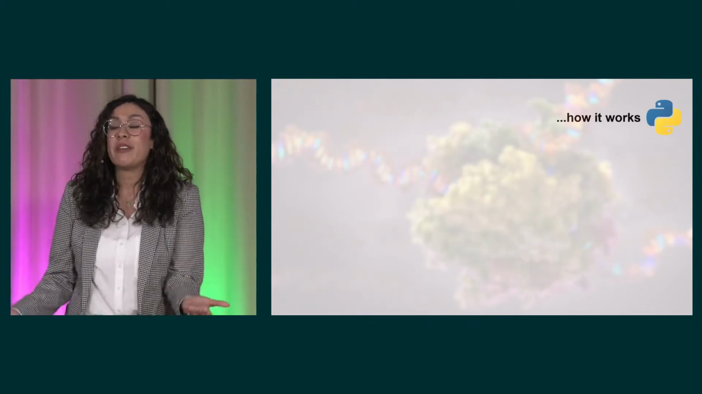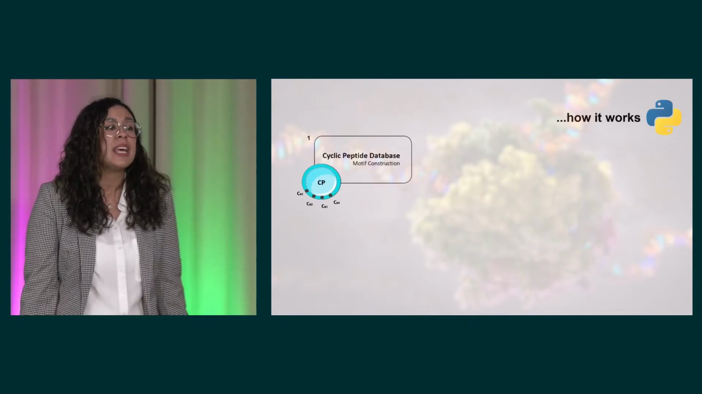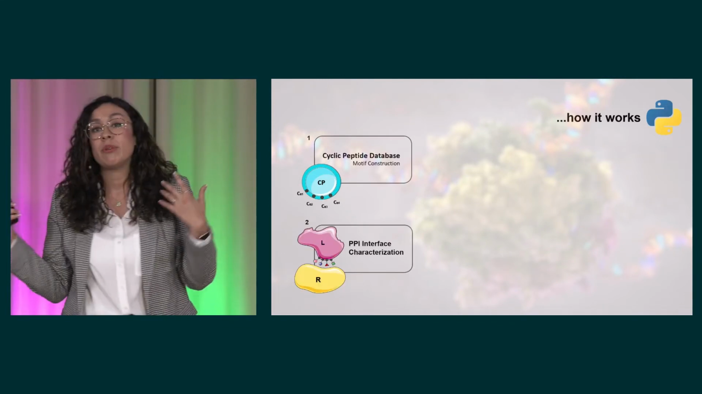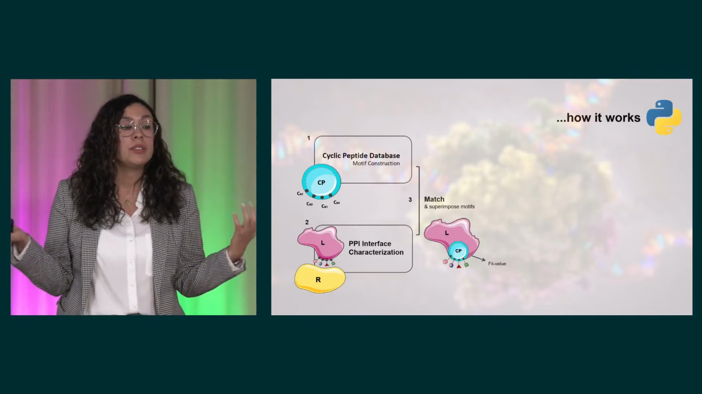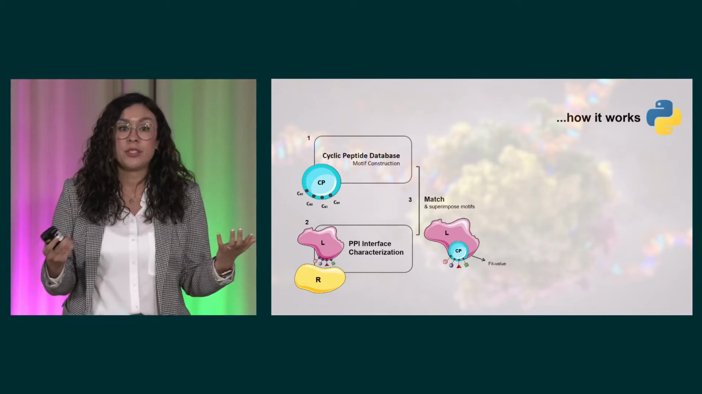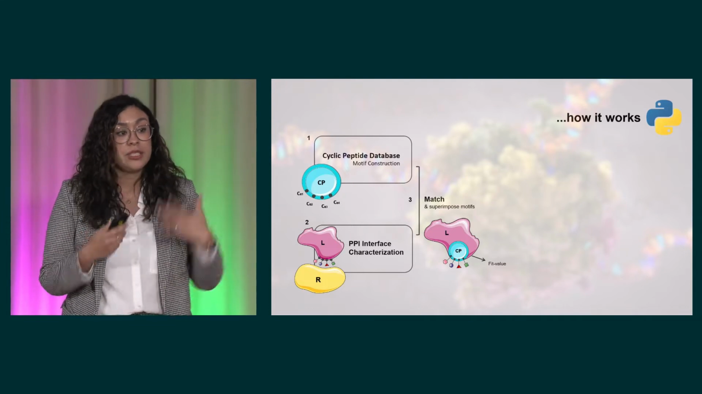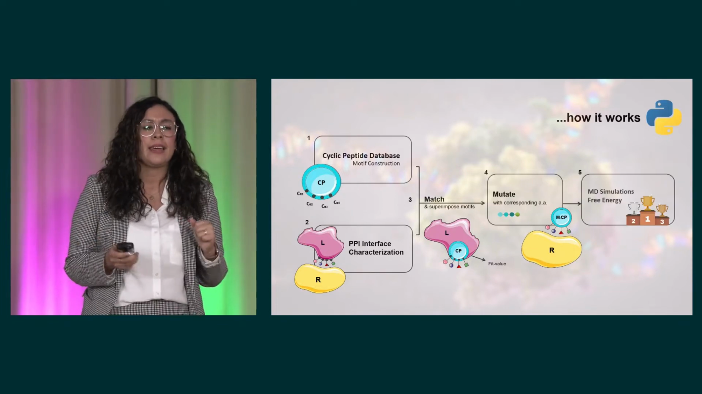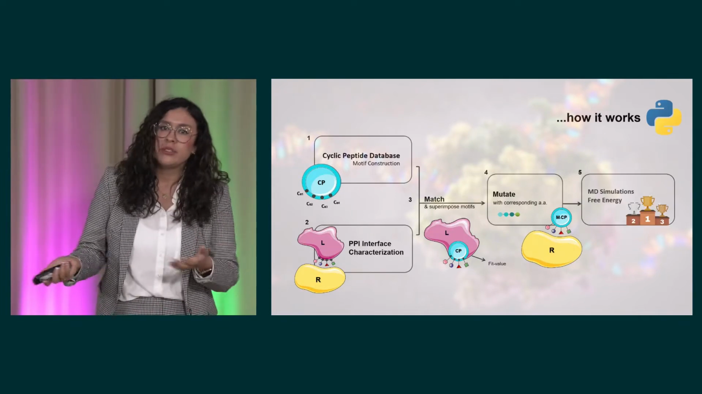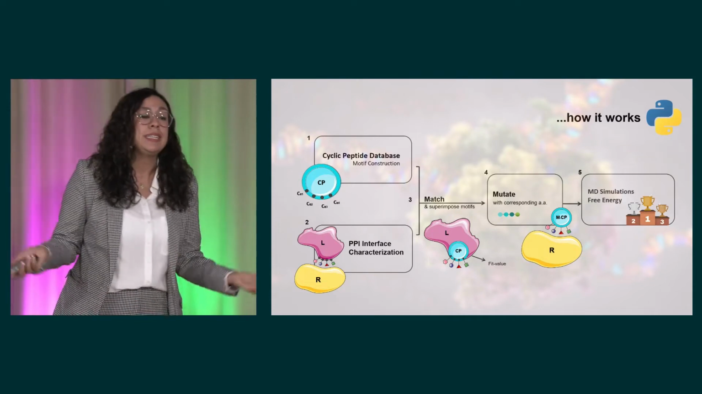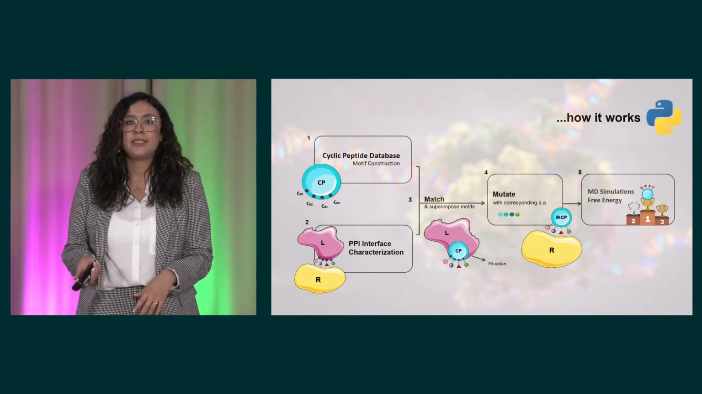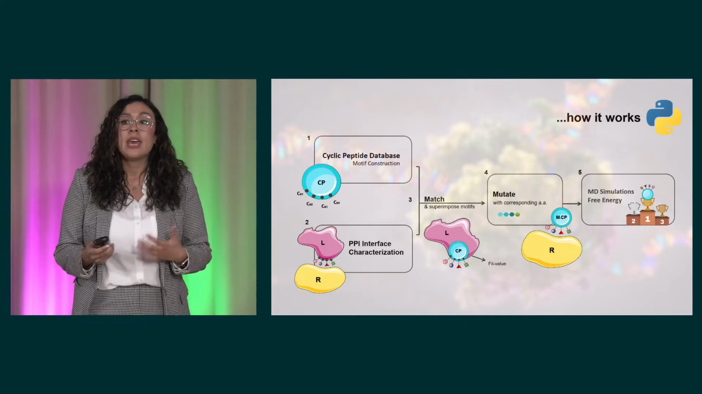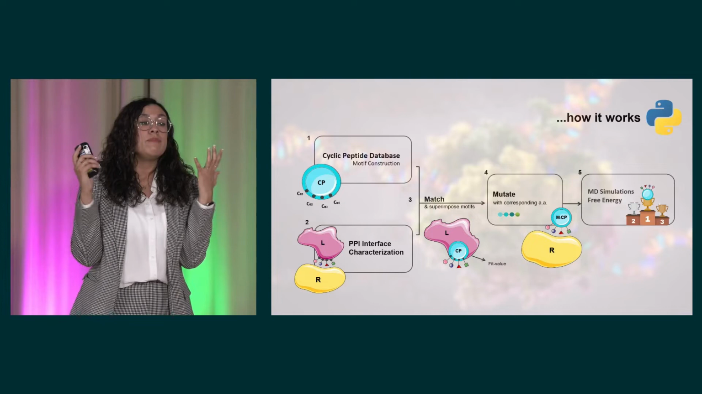So we built a very generic method for this. I like building methods. For example, if we have a pool of all the cyclic peptides out there, and we have a protein-protein target that we want to target, we can match our cyclic peptides to it, and then mutate them so that they look exactly like it. And then we do MD simulations and free energy calculations, which are the techniques that I use, and we crown the best cyclic peptide. And now we have a method that can potentially be used to solve many diseases.